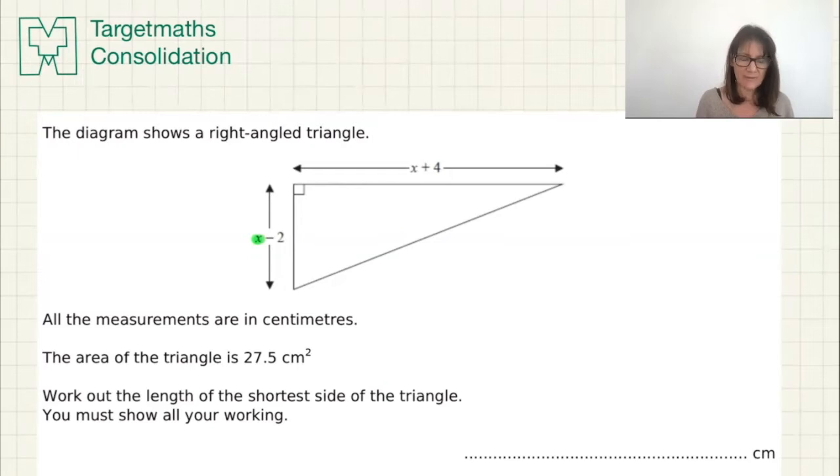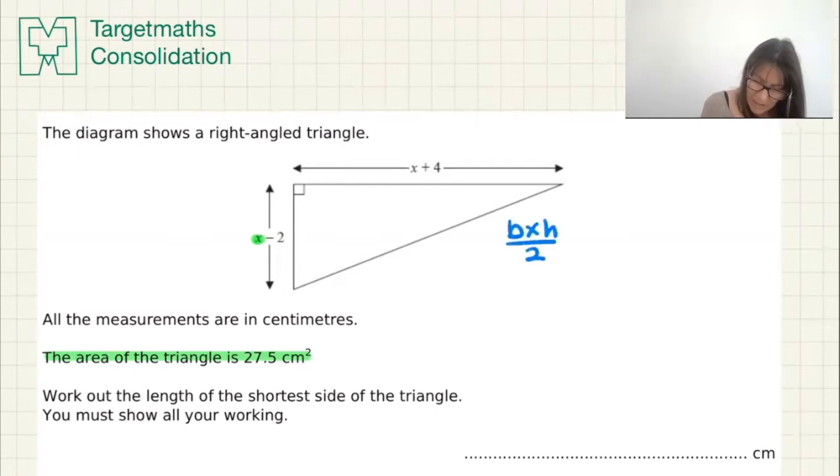The only thing that they've really given me to help is this sentence here. I know for a fact that the area of a triangle is 27.5. What do I know about the area of a triangle? I know that to find the area of a triangle, I do base times height divided by 2. I know that the base times the height divided by 2 is going to equal 27.5.